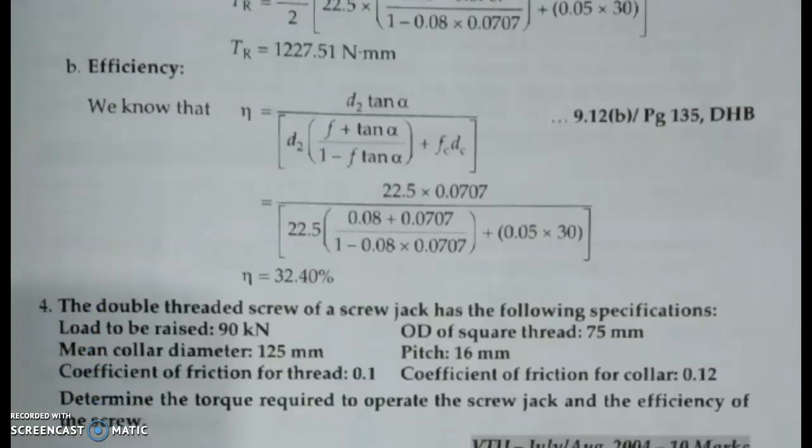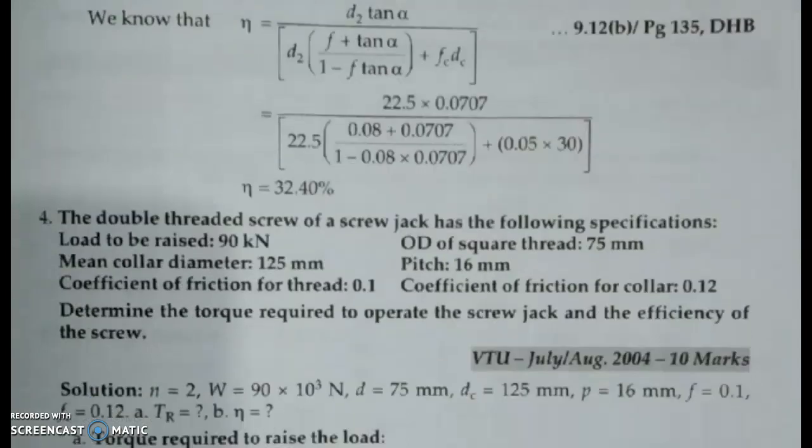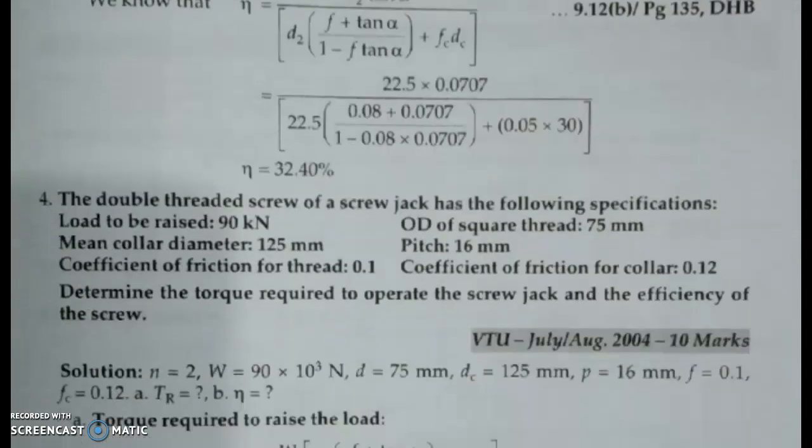A double threaded screw of a screw jack has the following specifications. Load to be raised is 90 kilonewton. The outside diameter of the square thread is equal to 75 mm. Mean collar diameter is 125 mm. Pitch is equal to 16 mm. Coefficient of friction for the thread is equal to 0.1. Coefficient of friction for the collar is equal to 0.12. Then continue with the question.